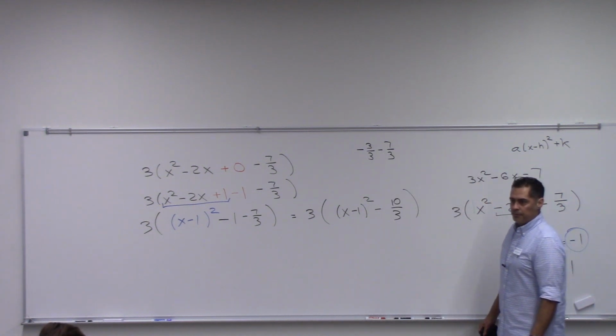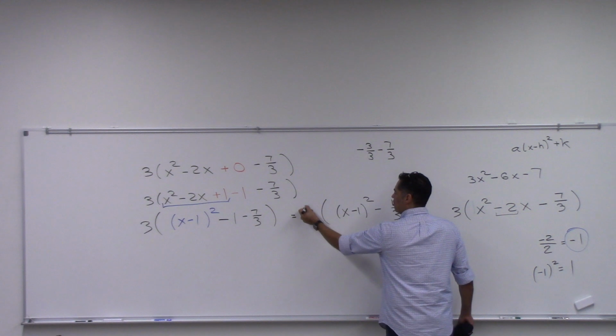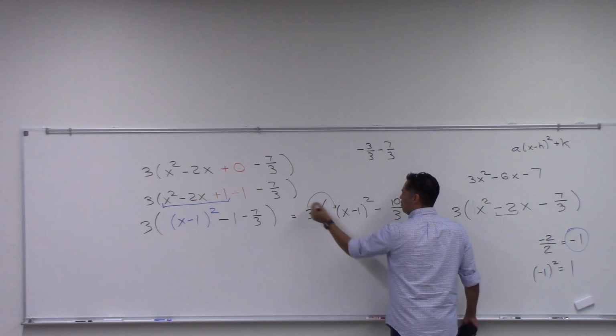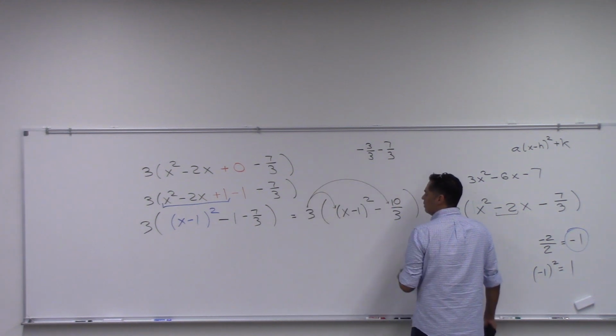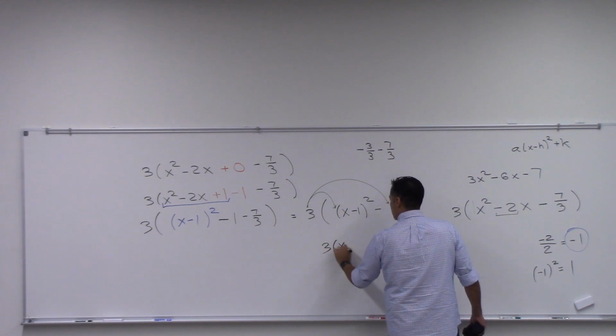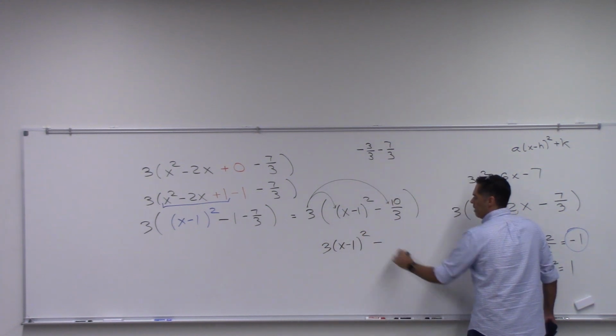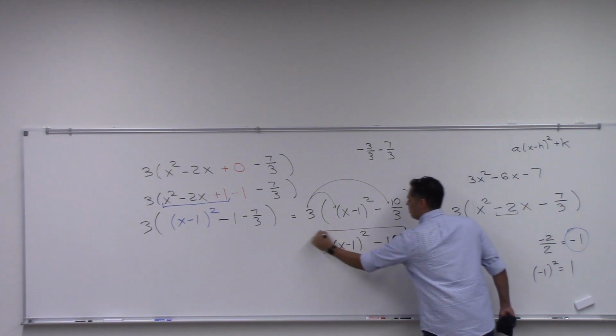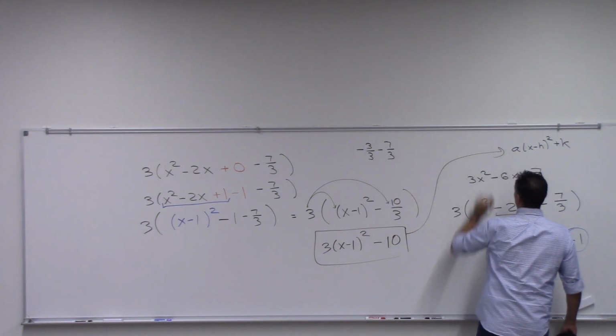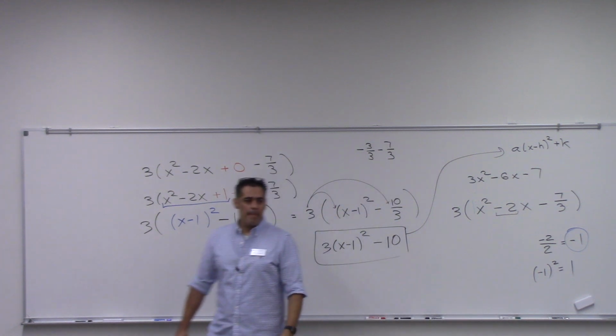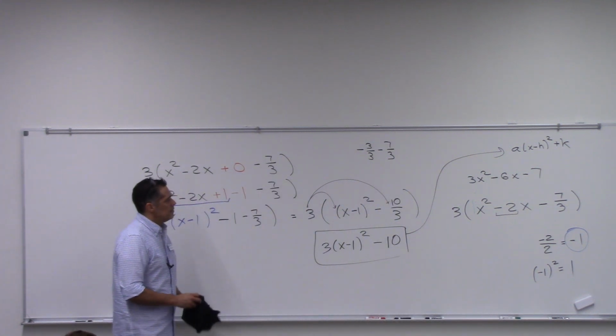One more step. Distribute the 3, which means push it right in front of this parenthesis and distribute the 3 to here. 3 times x minus 1 squared minus what? 10. And this looks like this. Right?